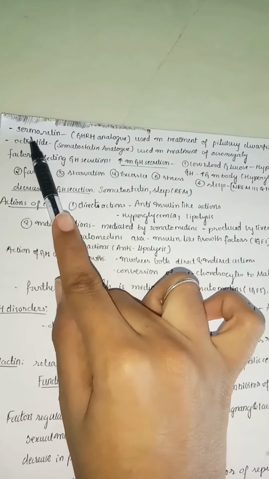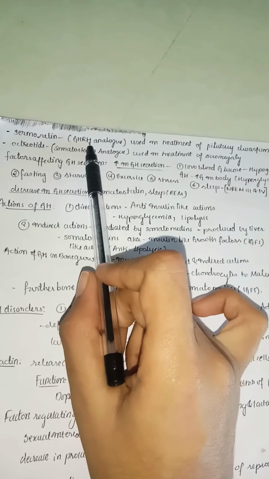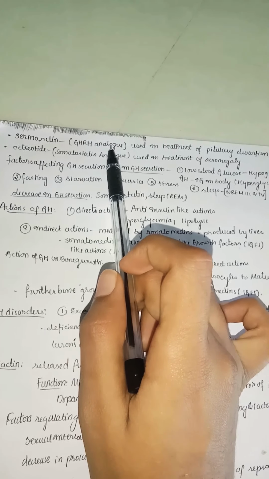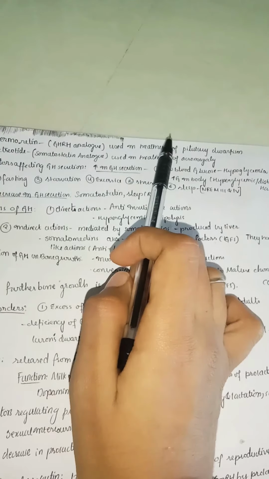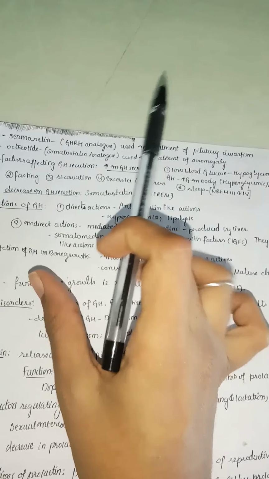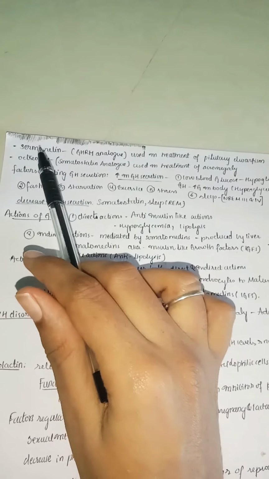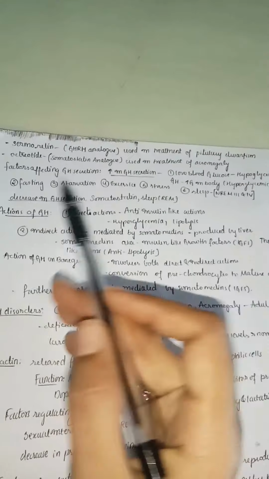Now we have one more new one, that is sermorelin. Sermorelin is actually a growth hormone analog, meaning similar to growth hormone. It is used in the treatment of pituitary dwarfism. From this line you can understand, pituitary dwarfism means the person is a dwarf because of not having growth hormone. By using sermorelin, we can treat this so that a person can get back to normal.